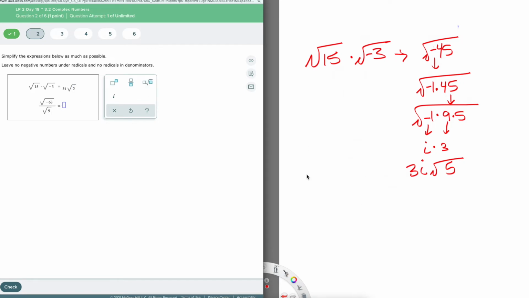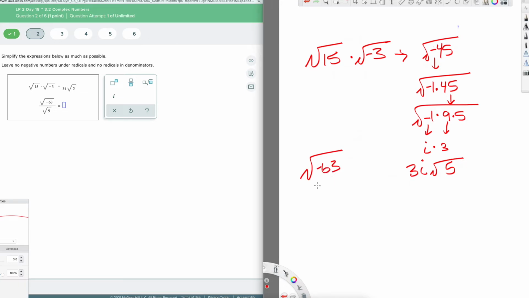With this one, let's go ahead and write this out. We have the square root of negative 63 over the square root of 9. So let's separate this out. We have negative 1. 63 divides by 9 again, and that's going to be 7. 9 times 7 is 63, over the square root of 9. Since they're all being multiplied, they're all factors, and we can look at these all separately. So 9 divided by 9 cancels out. It becomes 1.